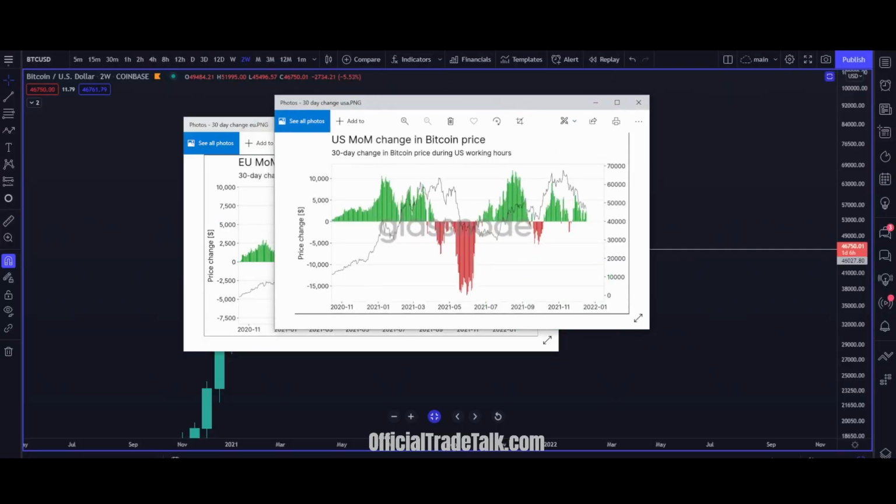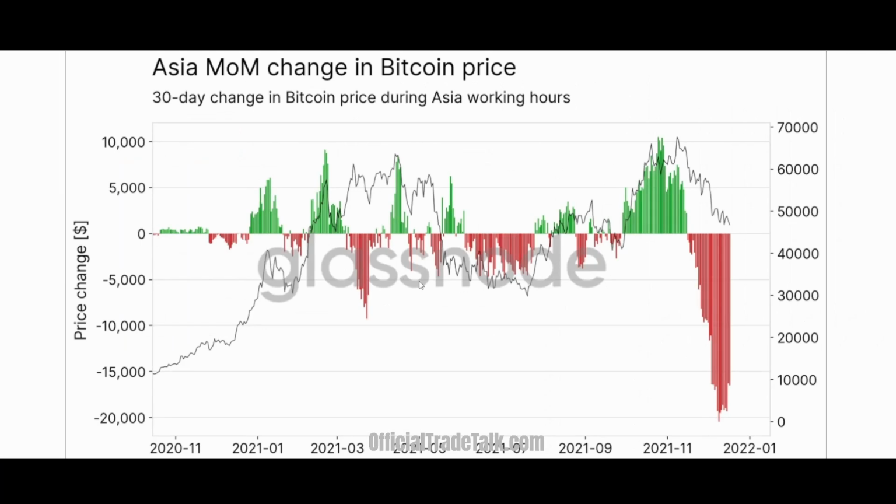And then finally, let me bring out the one that's caused the whole entire downtrend, to be honest with you. So here it is. This is your downtrend. This is the 30-day change in Bitcoin price during Asia working hours. Look at that terribleness. So I'm assuming that this selling is coming from two different drivers. One being that China is trying to ban Bitcoin and all Bitcoin mining in China. They want to get away from it. So that caused the first initial wave of selling.